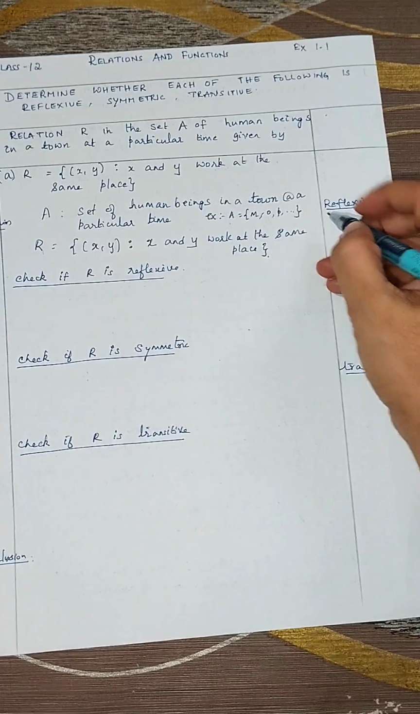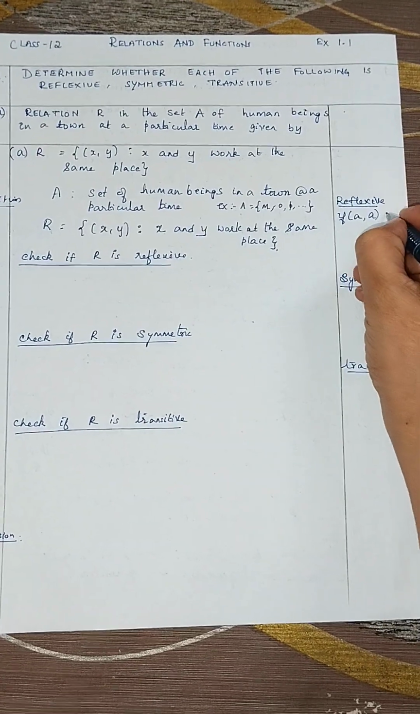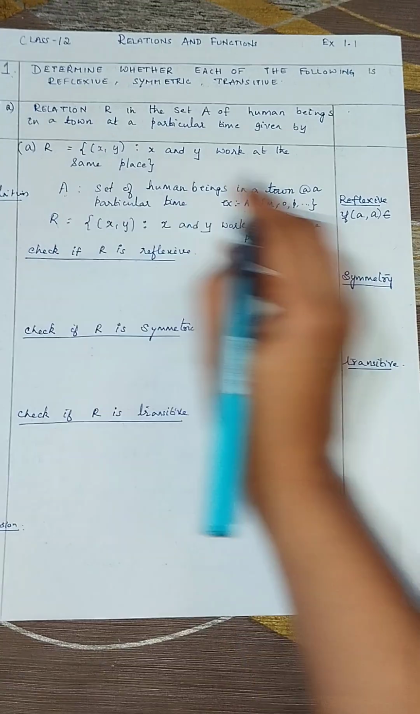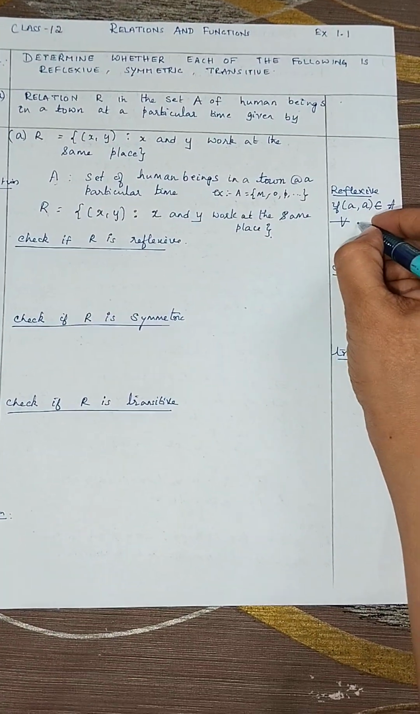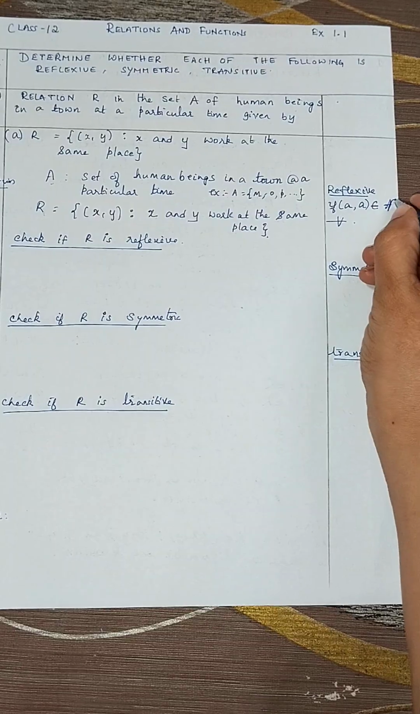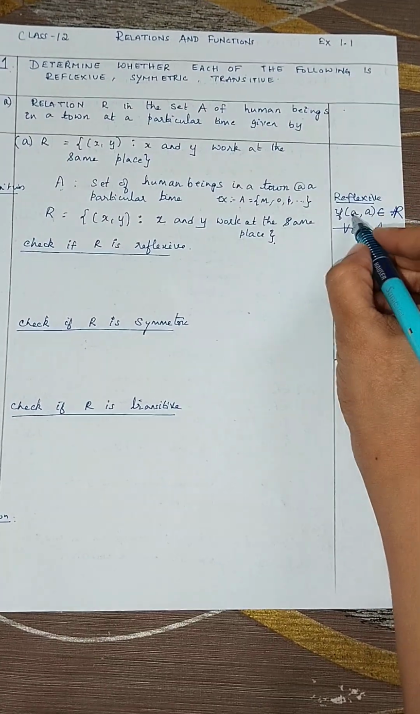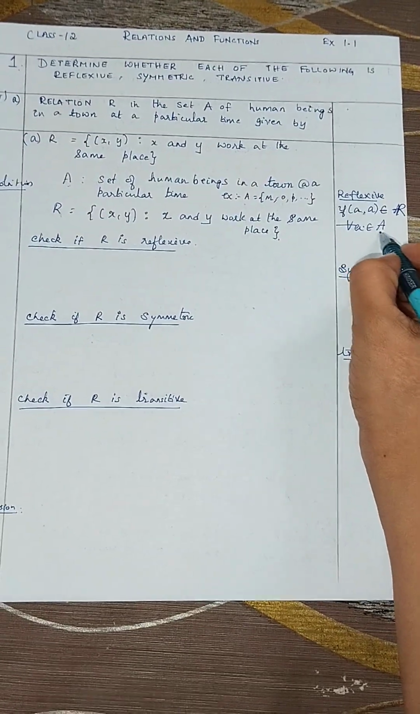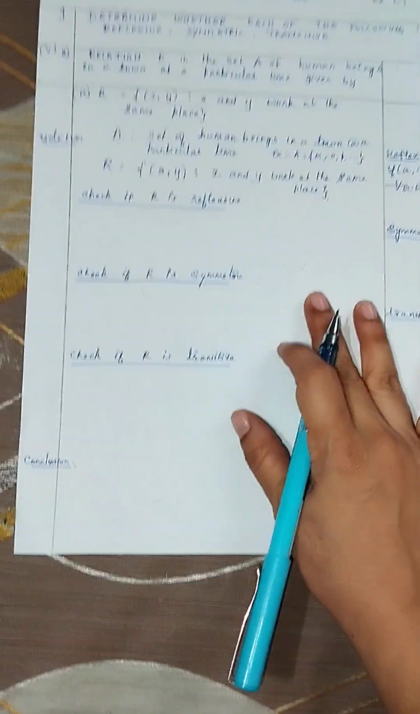Okay, so what is reflexive here? Reflexive relation states that if (a, a) belongs to R for all a belonging to A, where A is the set we have defined. So the ordered pair always belongs to the relation, and this one element always belongs to the set. So let us see if it is reflexive.